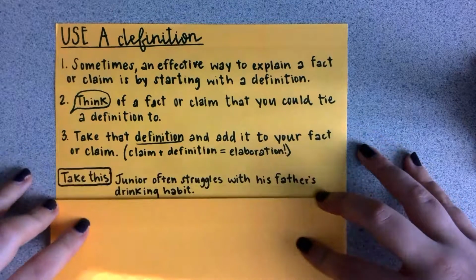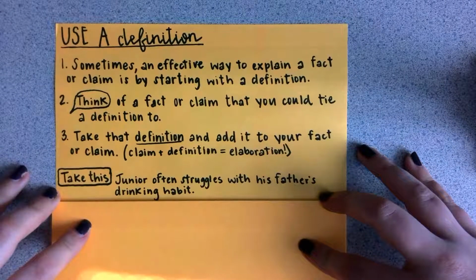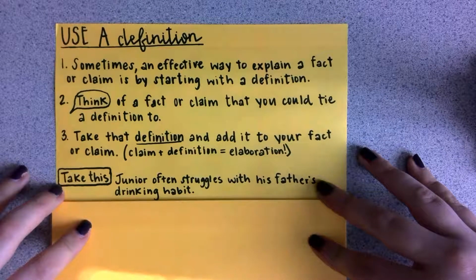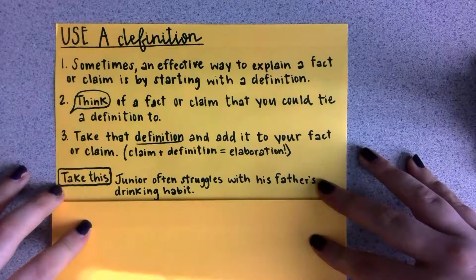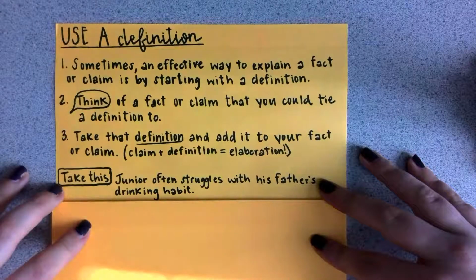So take this. Like I said last week, I'm going to go ahead and tie it to the theme of this week, which is conflict. So my claim would be, Junior often struggles with his father's drinking habit. We see a bunch of times that it's really an internal conflict for him. A lot of times his dad's drinking gets in the way of him getting to school at Reardon. It gets in the way of holidays and other daily functions that a family should normally have.